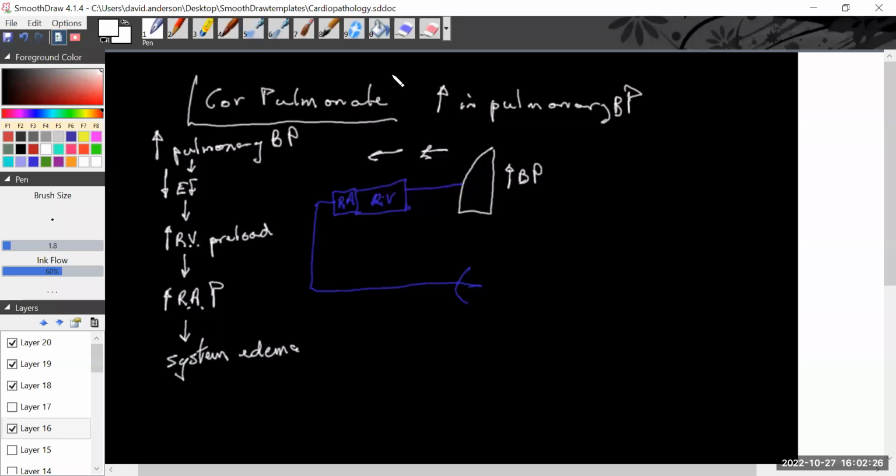So this is an exception to the rule. We say that the most common cause of right-sided heart failure is left-sided heart failure, but an additional cause can be an increase in pulmonary blood pressure because of a lung problem. So cor pulmonale results in right-sided heart failure, but it originated as a lung issue.